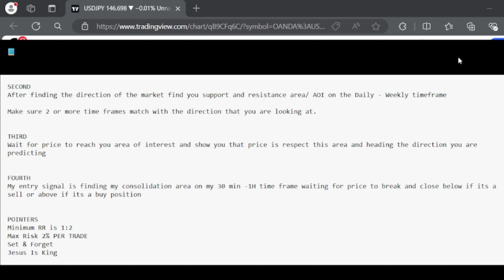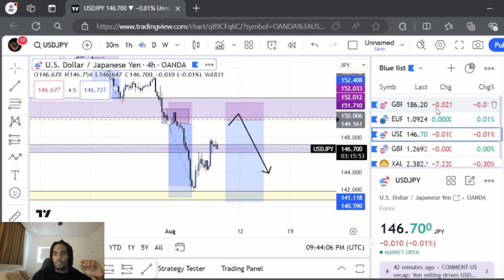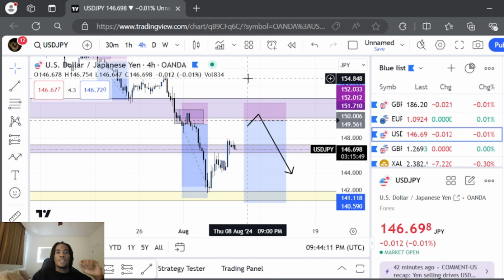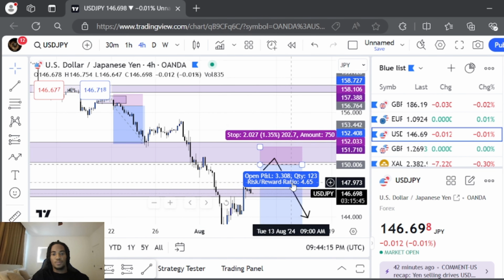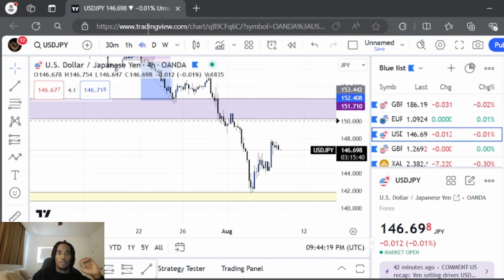You understand? So now what we're going to do is just look at the charts. Let me take this off the screen. Perfect. So a perfect example is right here for USD JPY. Let's break this trade down completely. Let's take it off. Let's remove every single thing off this trade.